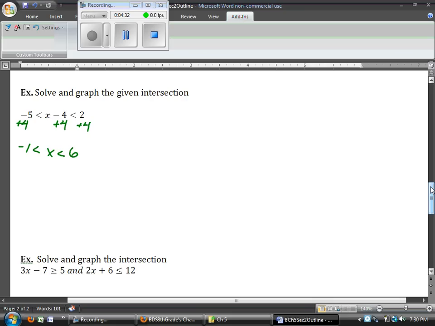X is by itself, so I can show the graph. There's -1, 1, 2, 3, 4, 5, 6. X is in between -1 and 6. They're both open circles, so there's our graph.